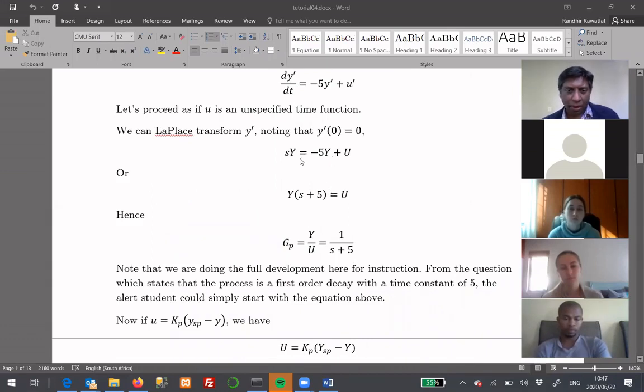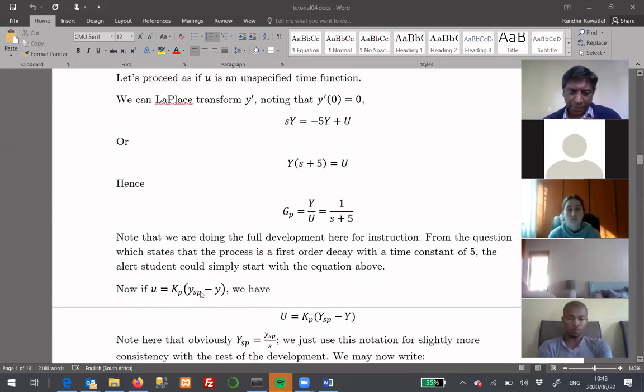And now we group then the y here. So that's s plus 5 equals u. And so that's our transfer function. So without as yet specifying a form for u, so for the process itself, that's the transfer function. So we have a first order decay with a time constant of 5, and you can see you get 1 over s plus 5 as a result there.